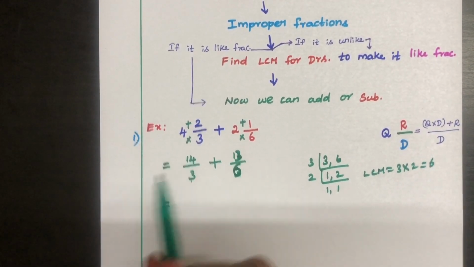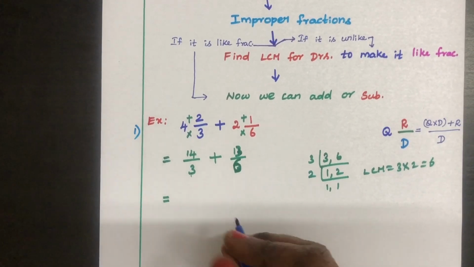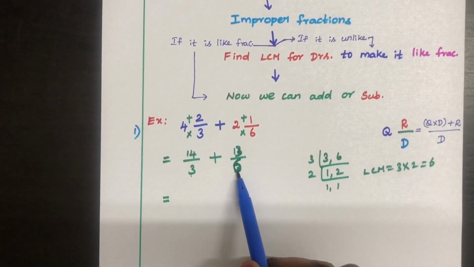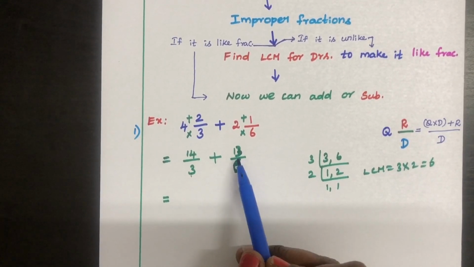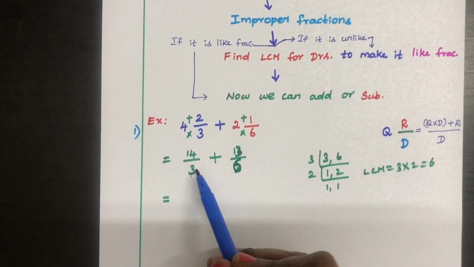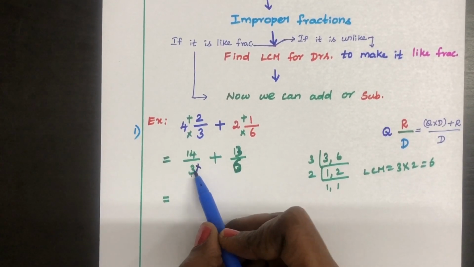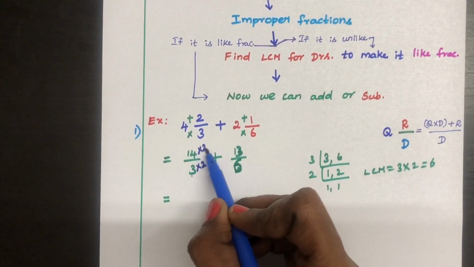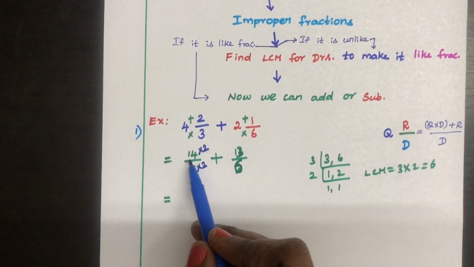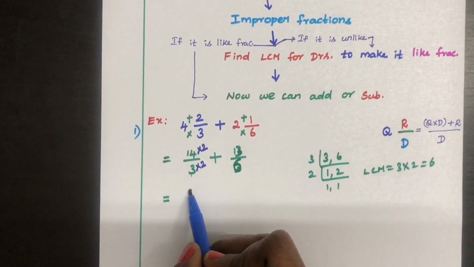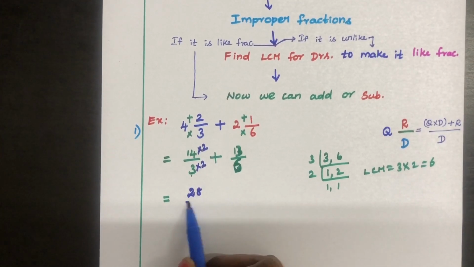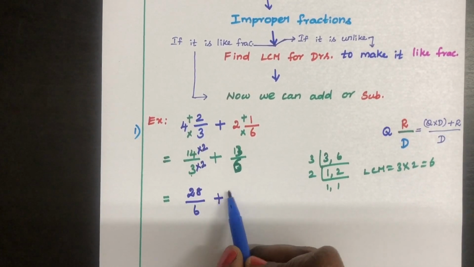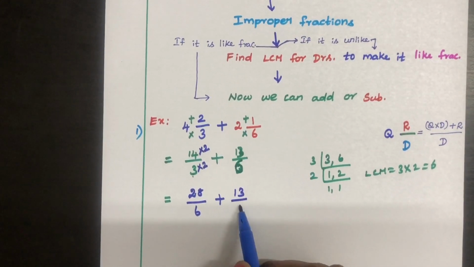So, now we want to make this 3 as 6. See, we already have one denominator 6. So, no need to worry about this fraction. We need to make this as 6. So, for that we need to multiply this with 2. Whatever number you use here to multiply, you must multiply with the same number in the numerator. So, 14 into 2 gives us 28 divided by 6 plus 13 divided by 6.